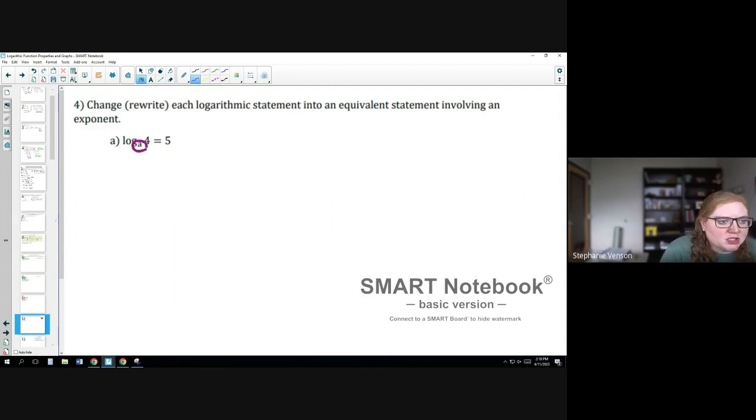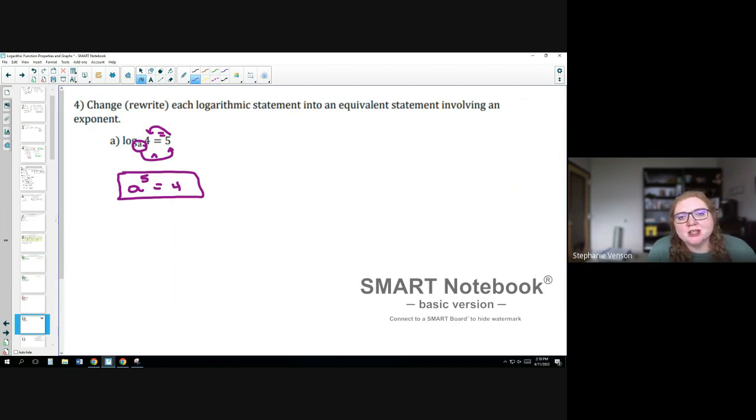So remember, this is the base. You're basically doing the opposite of what you did before. Here we have log base a of 4 equals 5. So it's a raised to the 5th power set equal to what's inside. Let me say that again: a raised to the 5th power set equal to what's inside.